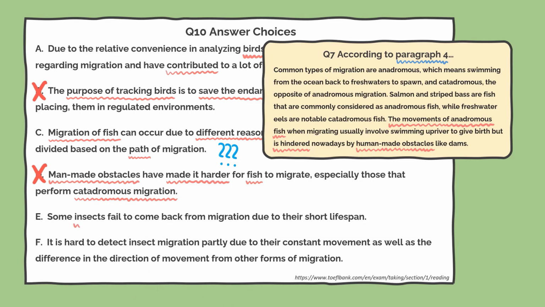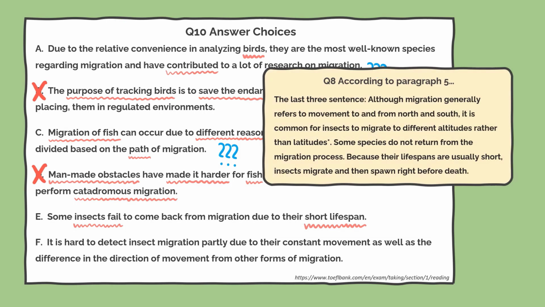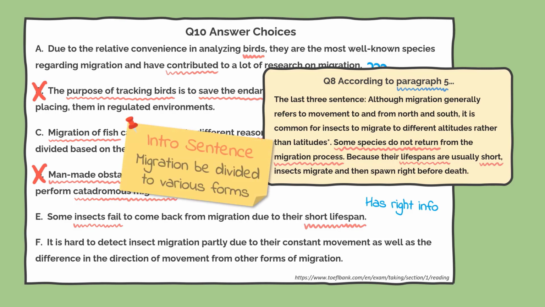E mentions lifespan of insect migration. I remember question 8 is about insect migration. It pinpoints paragraph 5. At the end of the paragraph, it's about insects' lifespan being short. So E has correct information. But does that mean E is correct? The intro sentence is about various forms of migration. E mentions only a tiny part of insect migration. Sometimes the information at the end of the paragraph is not important, so I rule out E too.